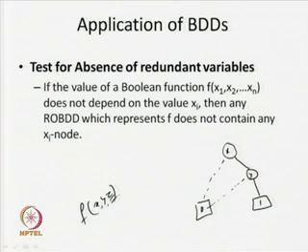So, the test for absence of a redundant variable is easily done by looking at the structure of the ROBDD, because the ROBDD gives us a unique representation with respect to a particular variable ordering. We are not going to get any other representation for that variable ordering. So, if one particular variable does not appear in this structure, we can very well say that the function is independent of that variable.